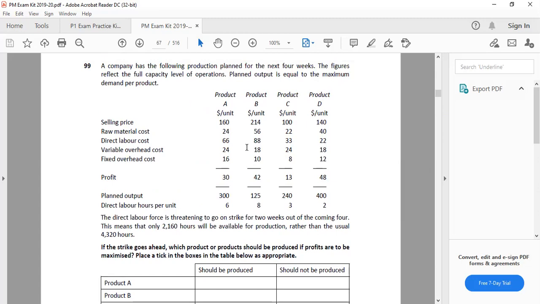There are four products A, B, C, D. Then certain other details like planned output and direct labor hours per unit. Direct labor force is threatening to go on a strike for 2 weeks out of the coming four. This means that only 2,160 hours will be available for production rather than the usual 4,320 hours. If the strike goes ahead, which product or products should be produced if profits are to be maximized? Please place a tick in the boxes in the table below as appropriate.